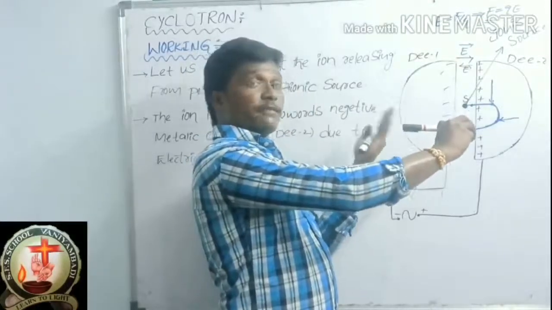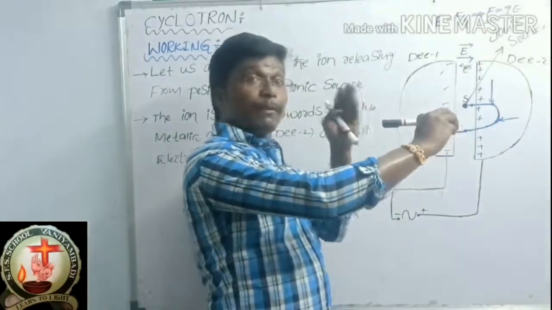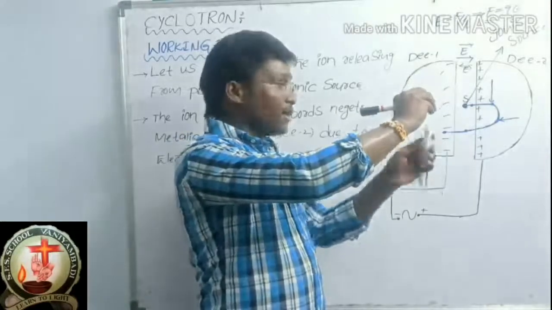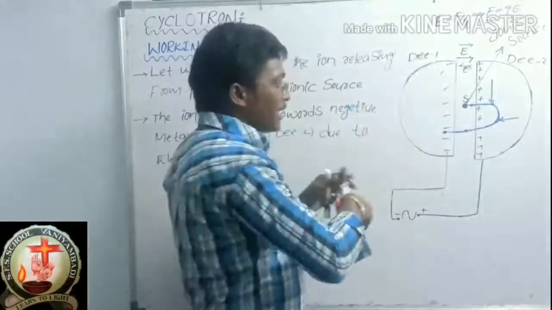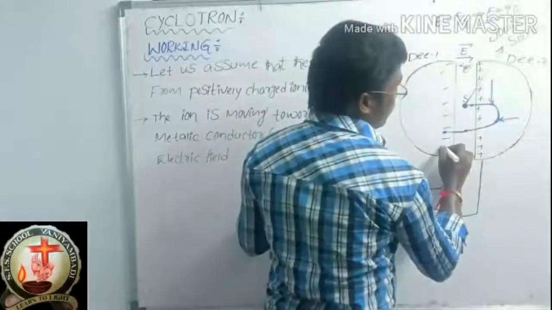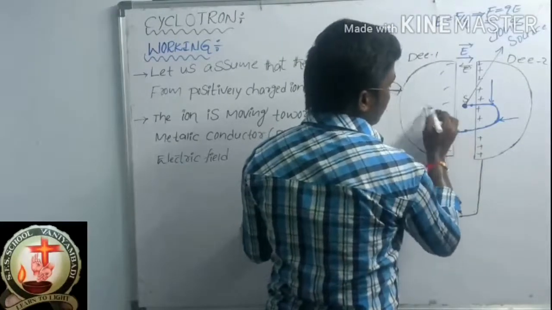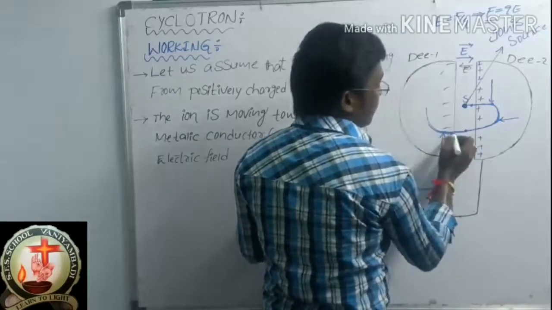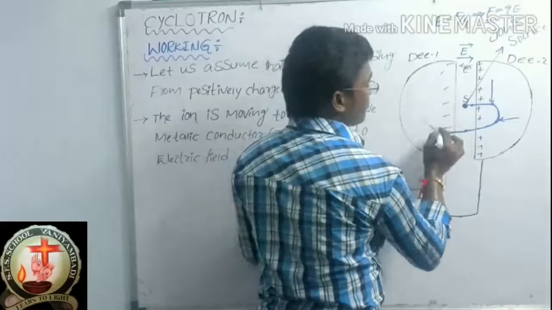So the magnetic field and the velocity: in what direction will the force act? These both are perpendicular. According to the principle of the cyclotron, some force will act on this charged particle, perpendicular to both. So in this direction the force will act on this charged particle. Because of that it will change direction. So again it is moving in this direction.